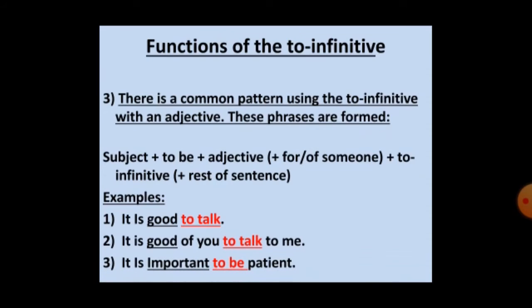And in the third, it is important to be patient. So in all these three examples we have used to infinitive after adjectives. And so we learn that after a noun we can use to infinitive in order to explain that noun, and after an adjective we can also use to infinitive in order to explain that adjective.